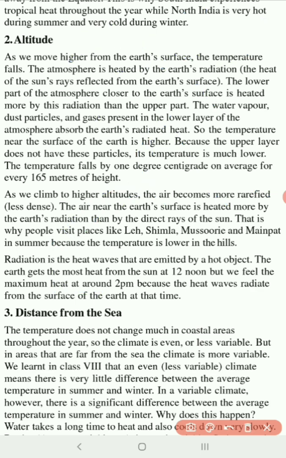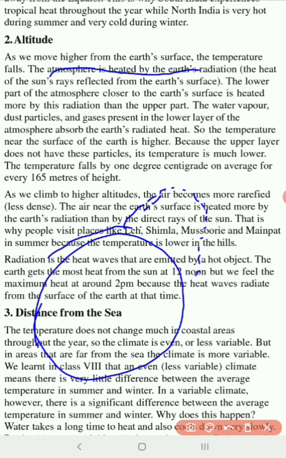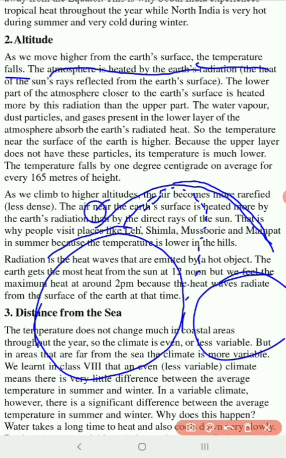How? You see here, as you move higher from the Earth's surface, so this is the surface of the Earth, and this is a mountain. As we move higher from the Earth's surface, what happens? The temperature really falls. Why? Because the heat rays from the sun pass through the high region, go down to the low pressure area, and then heat up the Earth.